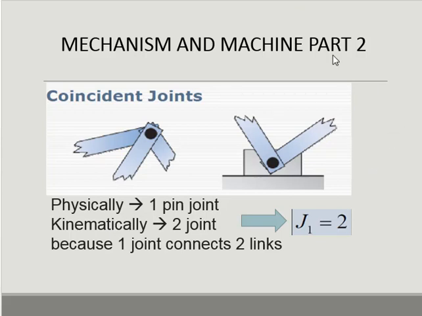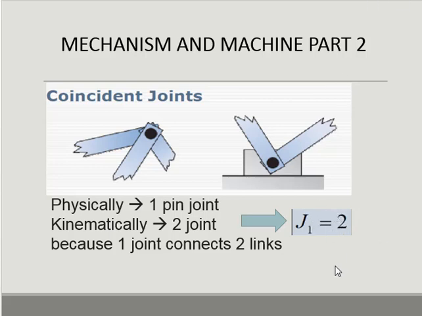Outside from the degree of freedom or another connecting joint, this is a coincident joint. Physically, this picture has one pin joint like this, but kinematically you can say it has 2 joints, because one joint connects 2 links like this. So for G1 we have 2 joints like this.